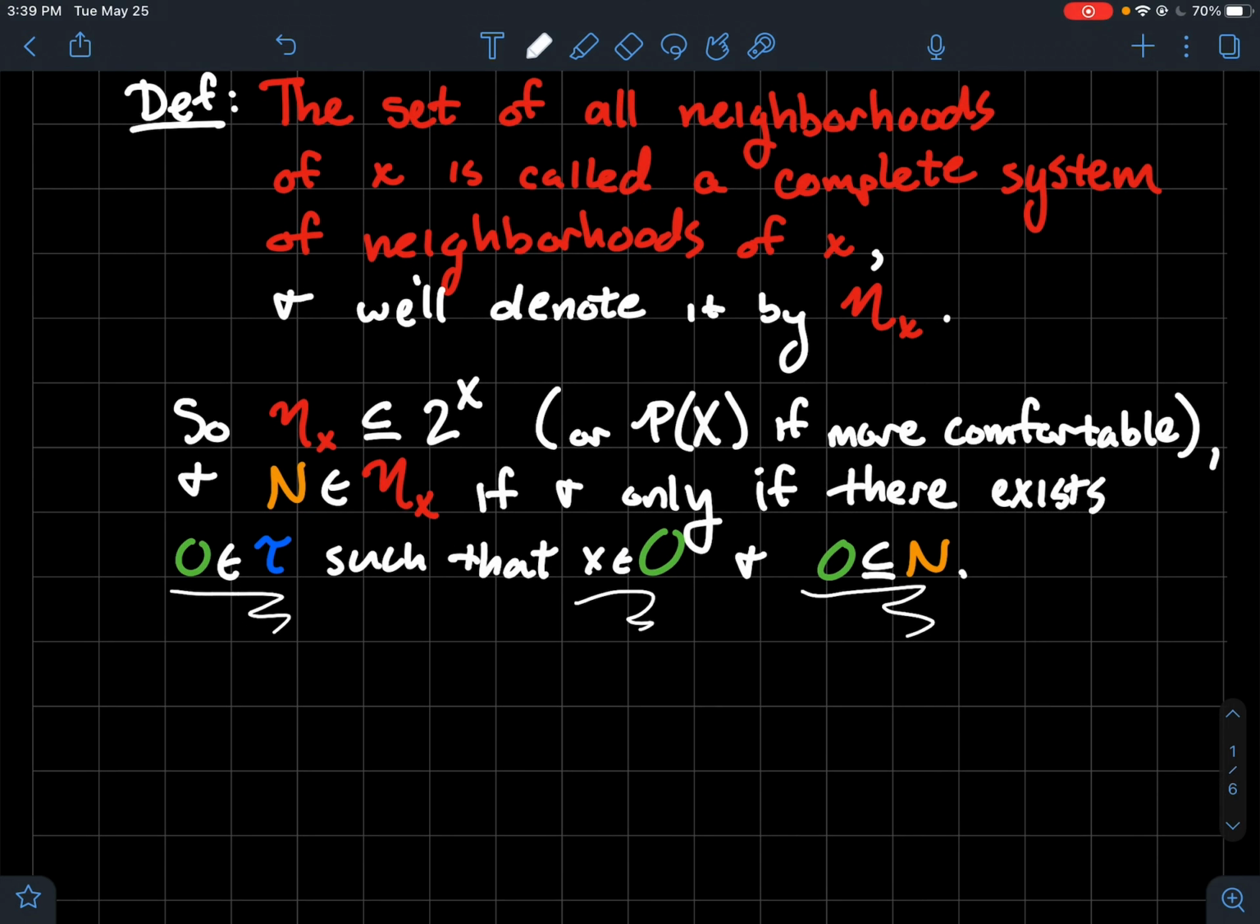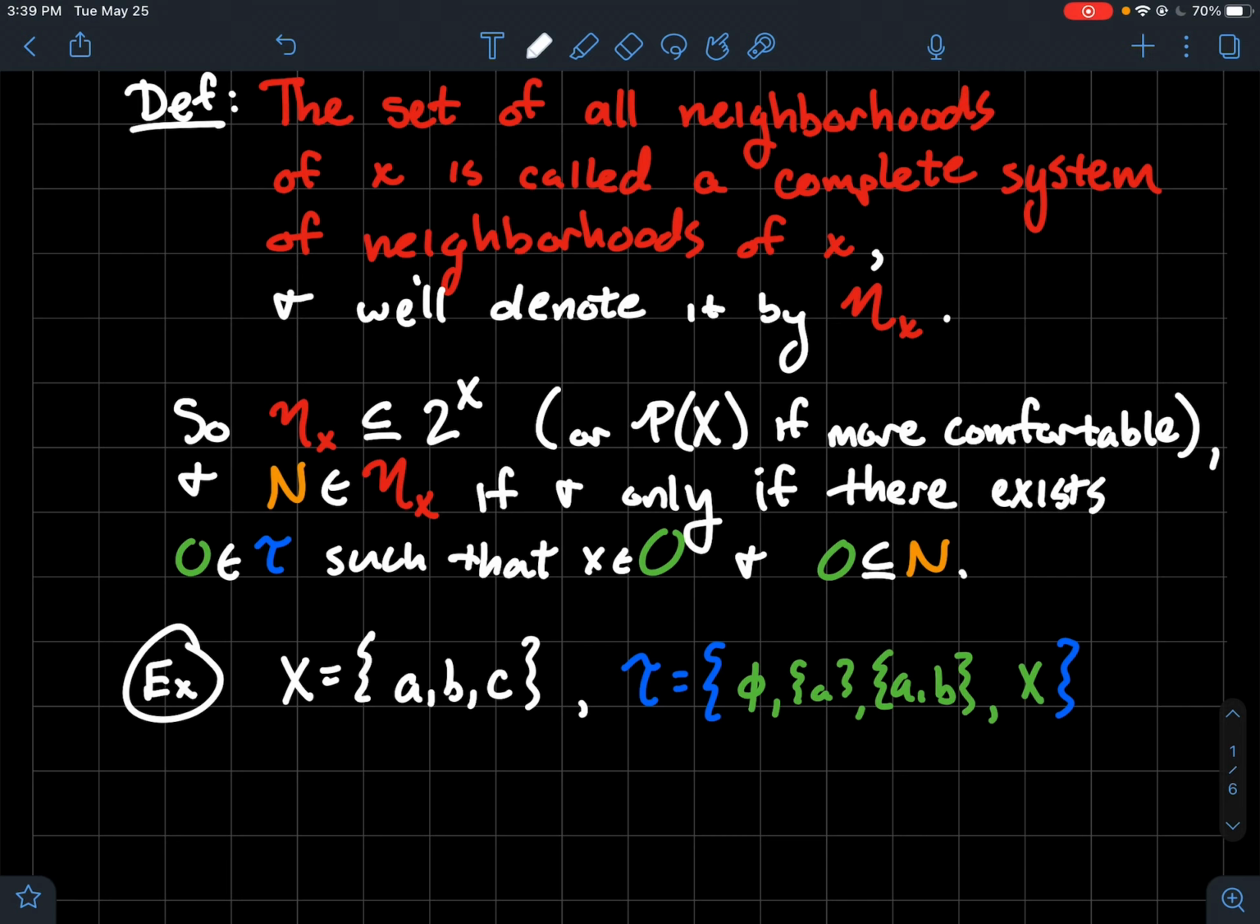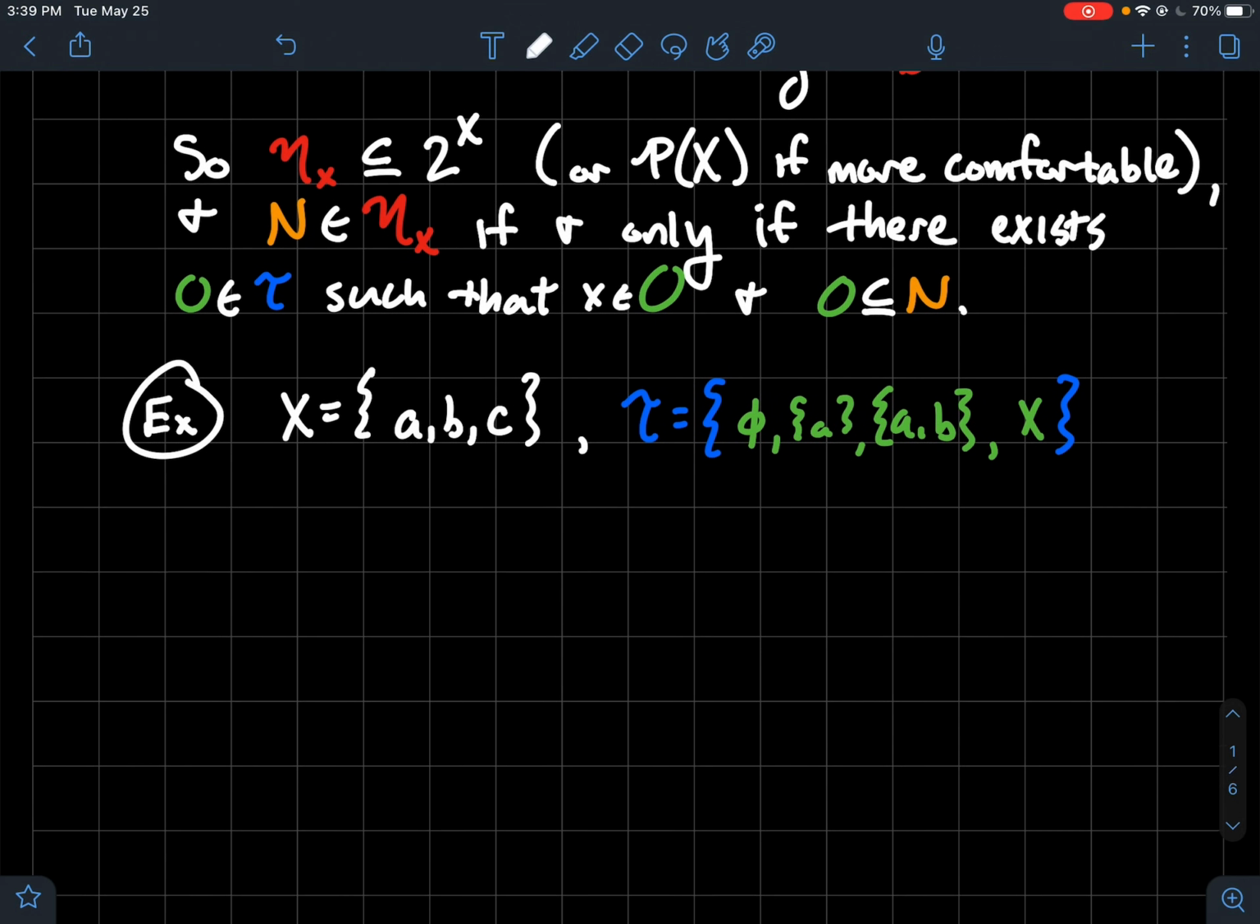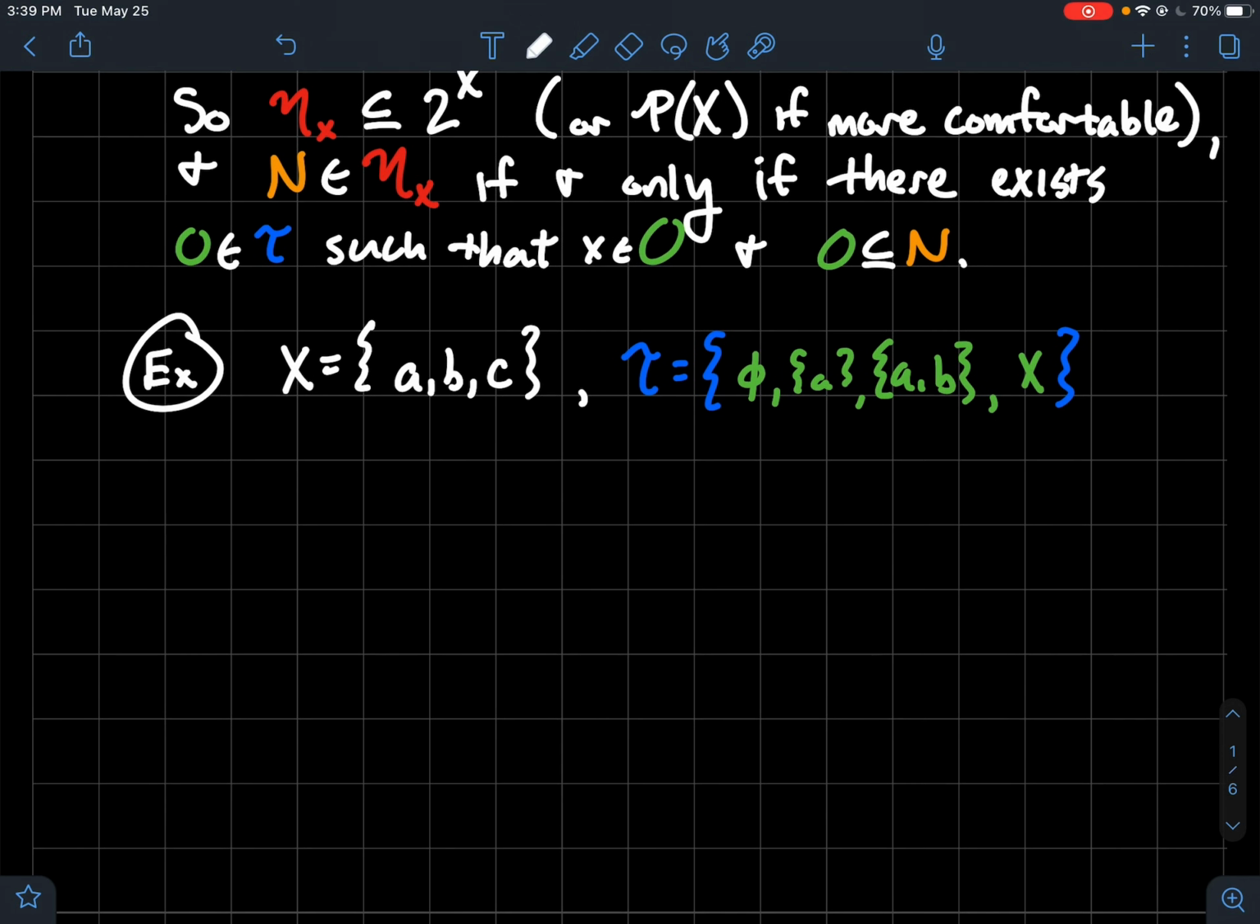So again, all of these N's together, they all live in this fancy N sub x. Let's do an example where we compute a complete system of neighborhoods for points in a space. So let's say that my set is just {A, B, C}, and let's say the topology on it is the empty set, the singleton {A}, {A, B} together, and the whole set itself.